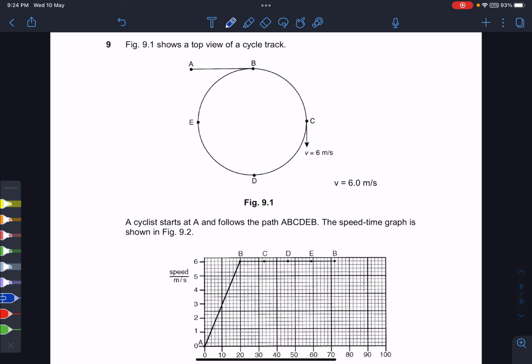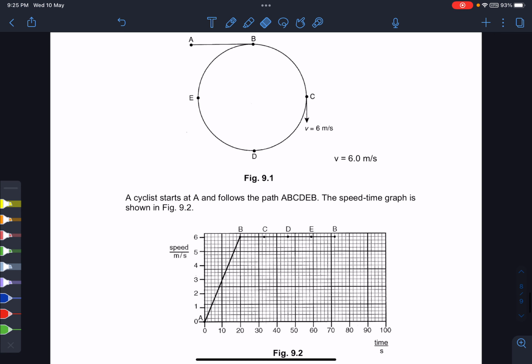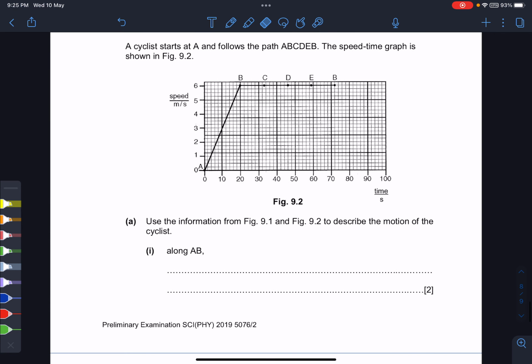Let's take a look. This is question number 9. It says that there's some cycle track here. Then it follows this speed time graph. Use the information in both of them to describe.